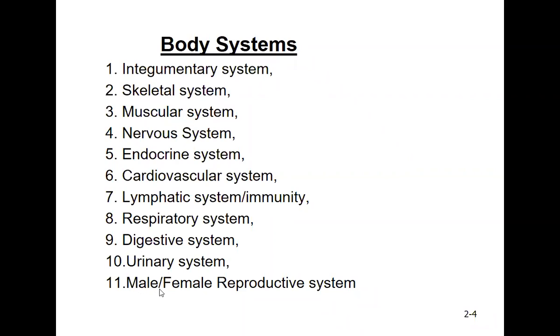Then we also have the male and female reproductive systems. The male reproductive system includes the testes, the prostate, and the seminal vesicle. The female reproductive system includes the uterus, the ovaries, and the cervix, all together. So these are some of the systems present in the human body. We'll start slowly, one by one, and try to study each and every system.